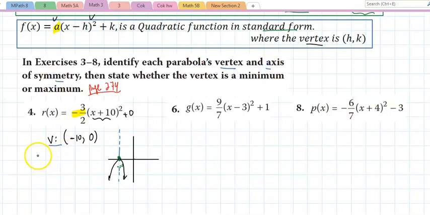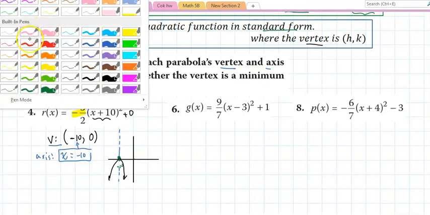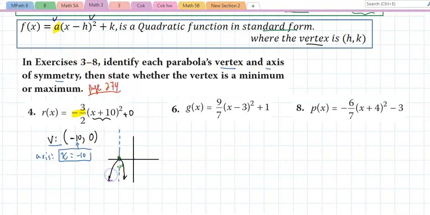Axis of symmetry, well, if it's opening up and down, it's always x equals, and it's always in the vertex. That's the axis of symmetry. And is it a maximum or a minimum? If I look at this graph moving left to right, you'll notice that this point right here is a maximum. So max will do. That takes care of it.